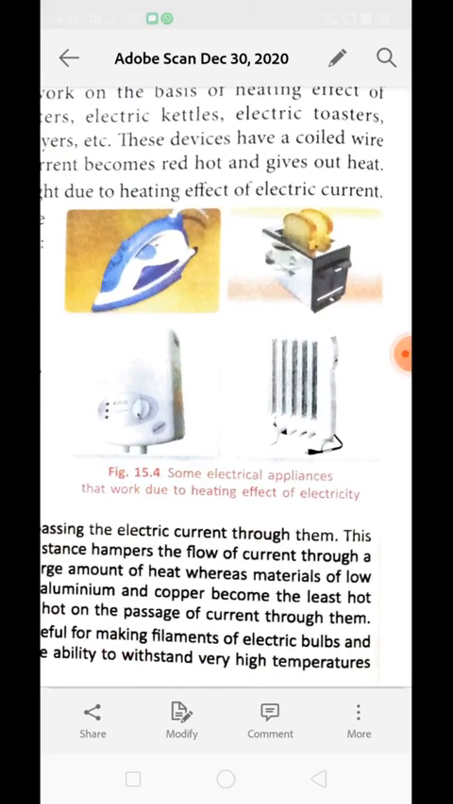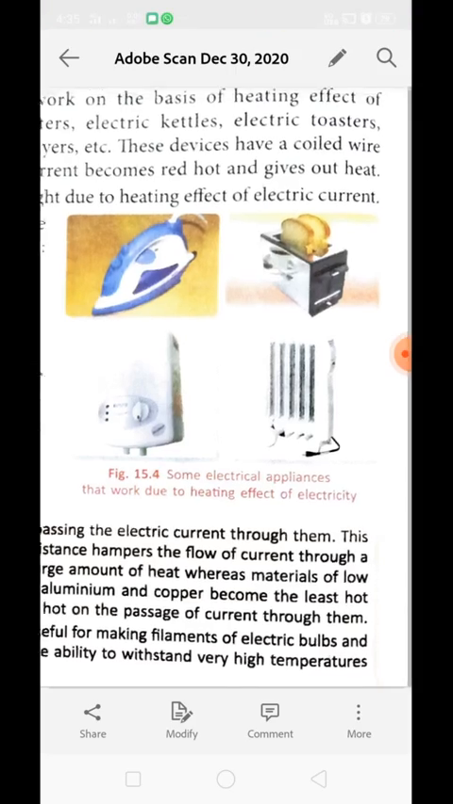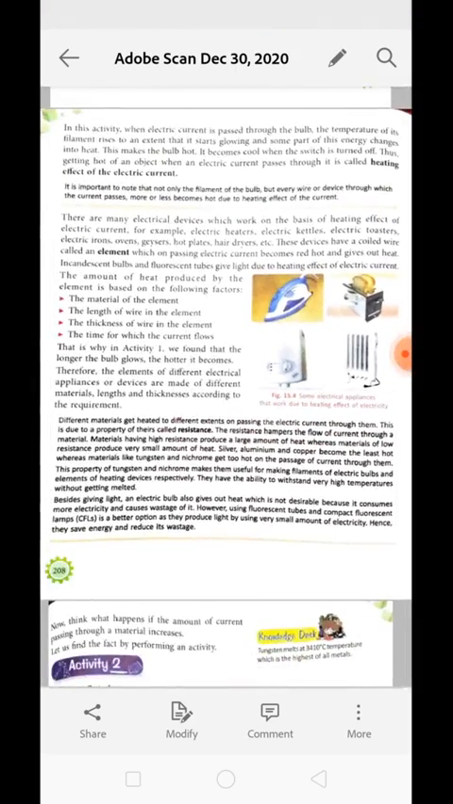This heat is generated because of the resistance caused by the wire material. Different materials get heated to different extents on passing electric current through them. Why? Because of their property called resistance. The resistance hampers the flow of current through a material.